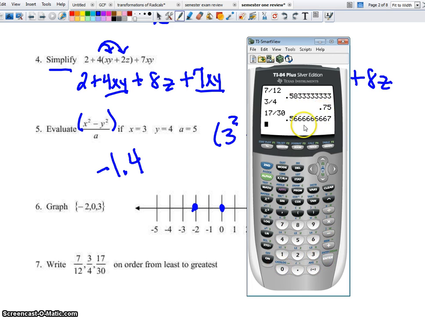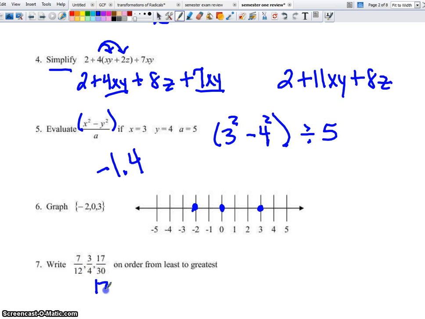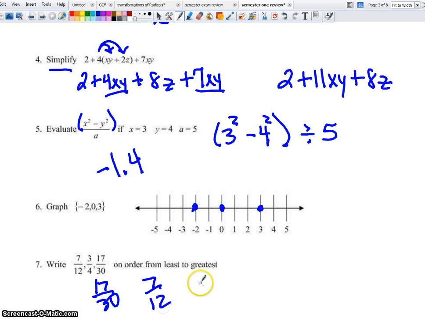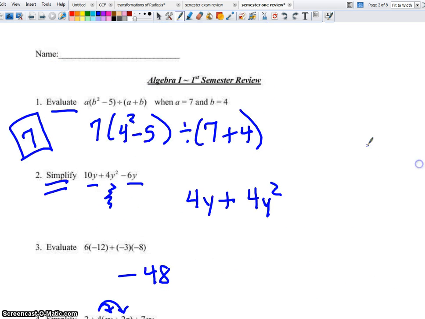Now you look at your 3 decimals here and you say which one's smallest. Well, you've got a 5 and a 7 and a 5. These two are smaller. 5, 8, 5, 6. 0.56 is the smallest, so 17 over 30 is going to be the first thing you write down. And then 7 over 12 is next, and then 3/4 is the biggest. Going to the next page.